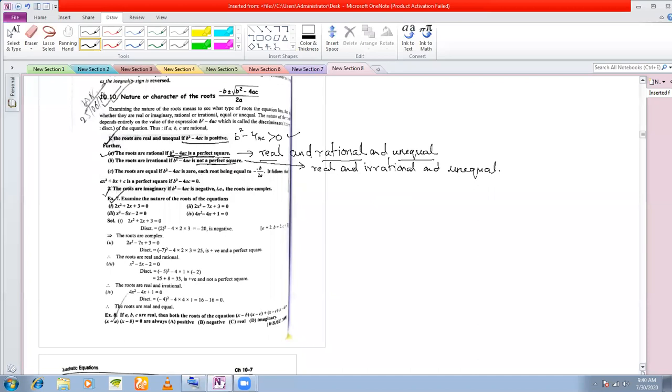Next, in this case, if b square minus 4ac is 0, then the roots are equal. The roots are real and equal. And if b square minus 4ac is negative, then we say that the roots are complex, or we say that the roots are imaginary. Now, what is the difference between complex and imaginary?